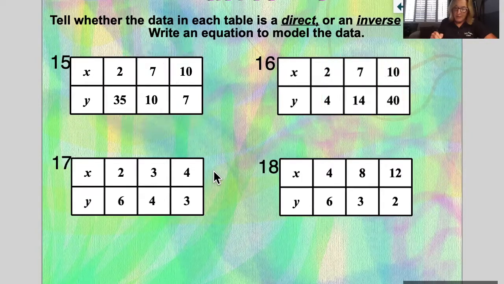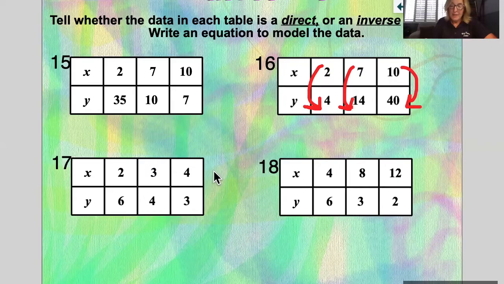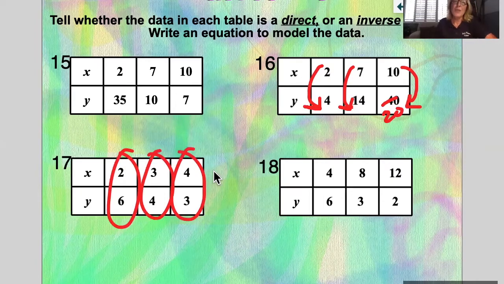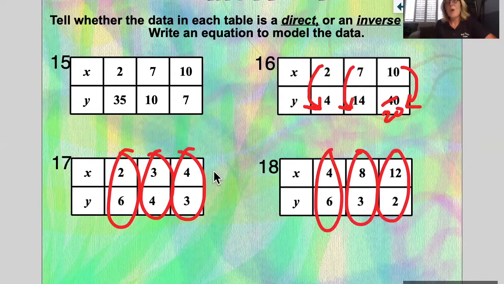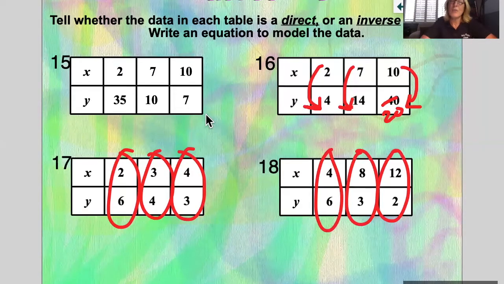So then you have to look at it a little differently. Well, how does 2 become 4? By doubling. 7 doubled is 14. 10 doubled is not 40. So this is neither one. If this were a 20, then it would definitely be a direct variation. Here's another example of an inverse variation because the product of x and y remains consistent. And this would be another example. X times y was always 24. That means it is an inverse variation.